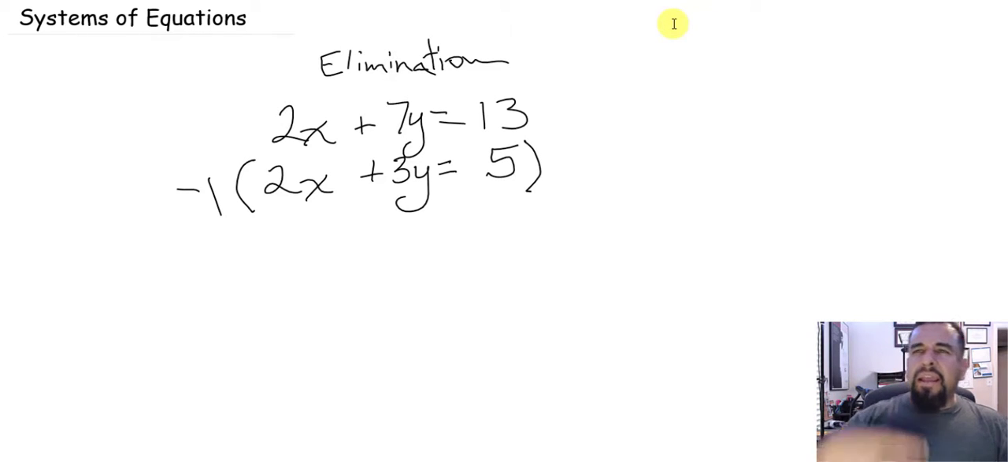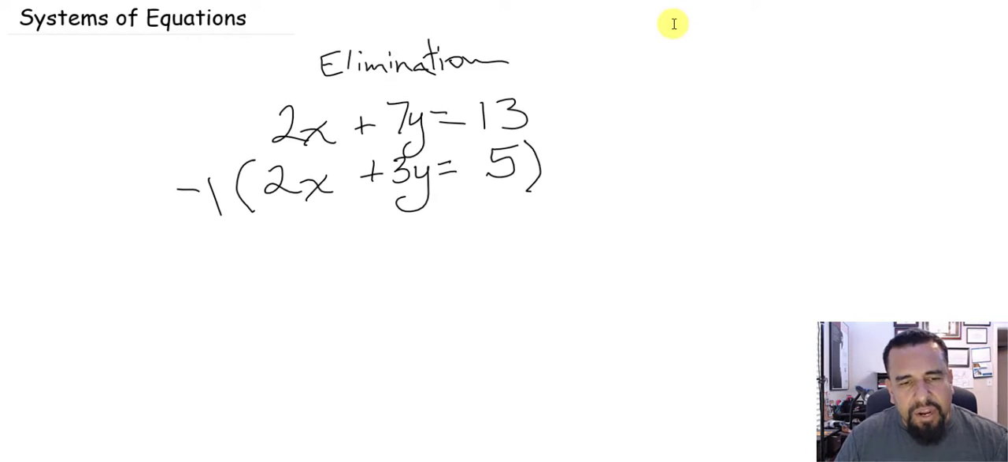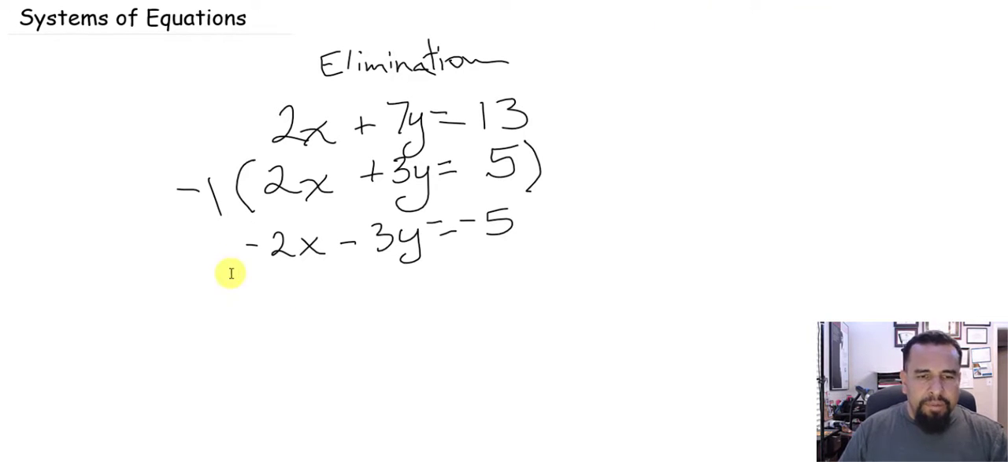Now the question often comes up. Well, could I have multiplied by 2 if I needed to make it a 4? Yes, you can multiply by 2, by 3, by 4, whatever it takes in order to make it the opposite of the other equation so that you can cancel one of the variables. So in this case, what do we have here? We're going to have -2x minus 3y equals -5. Okay? Remember, because this -1 distributes times 2x, times 3y, times 5, giving me everything as an opposite.